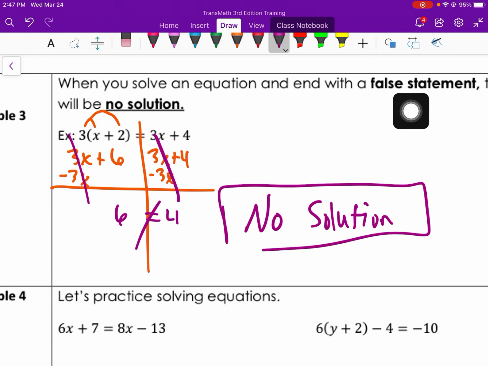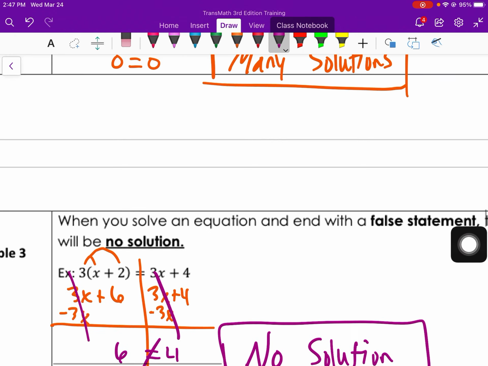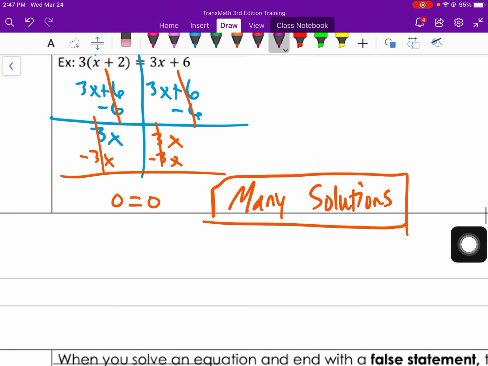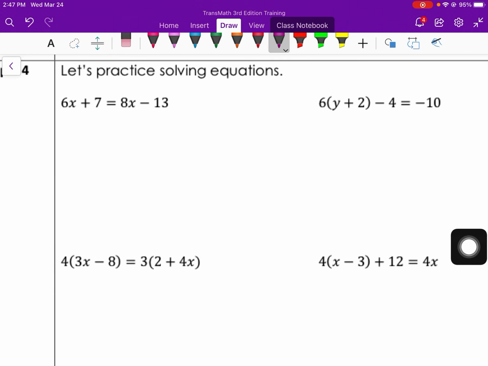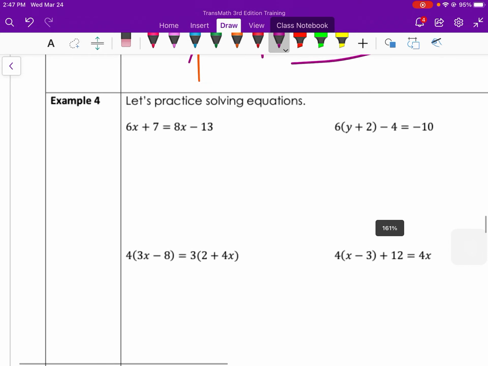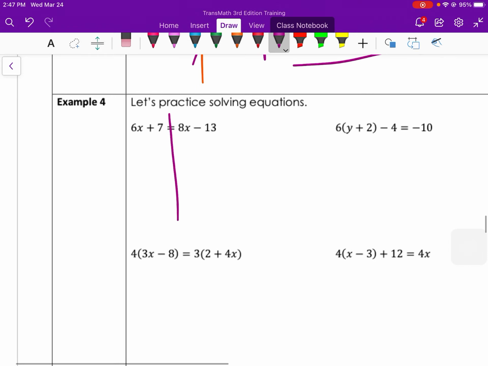If you have a false statement, like 6 equals 4, that's no solutions. If you have a statement like this, where it's 0 equals 0, or at this point where it's the exact same on the left and the right, that's many solutions. So those are the two differences between the special cases. Now let's practice and check what it's going to be.